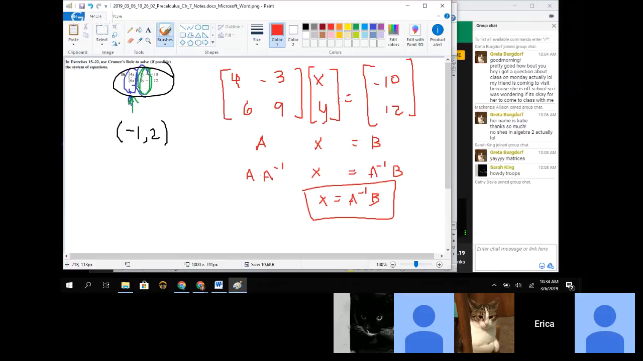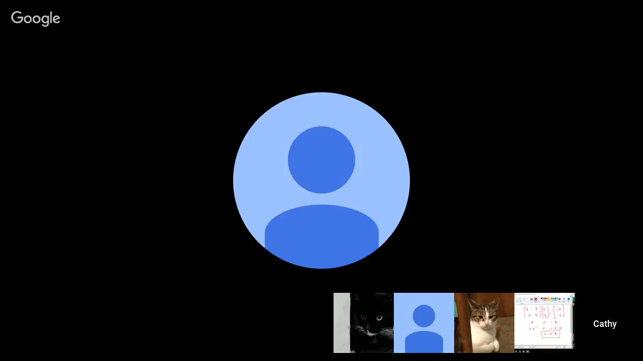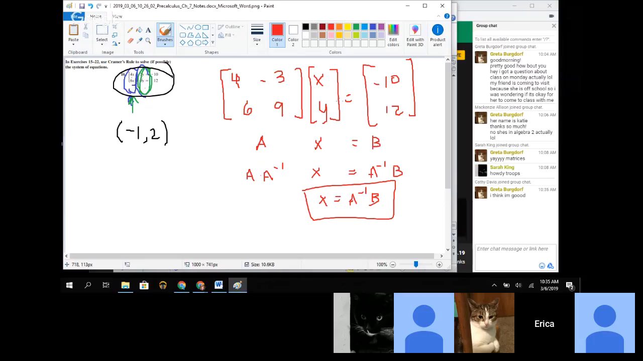So, does anyone need to see another example of anything? The area of the triangle, collinear points, or Cramer's rule? Or do you think you have enough to try it on your own? Anybody? Another example? You done? I think I got it. You got it? You're good?